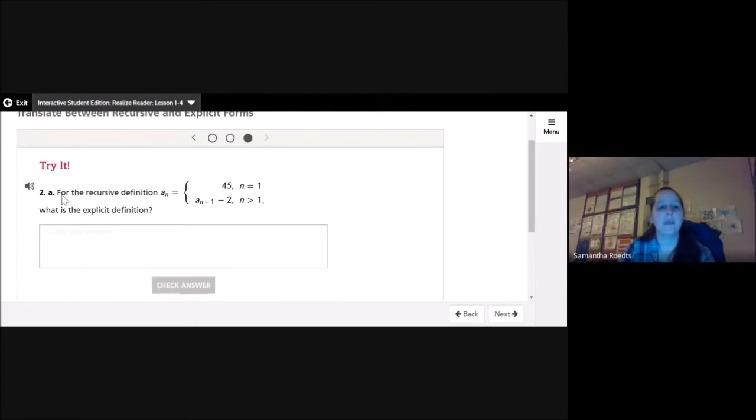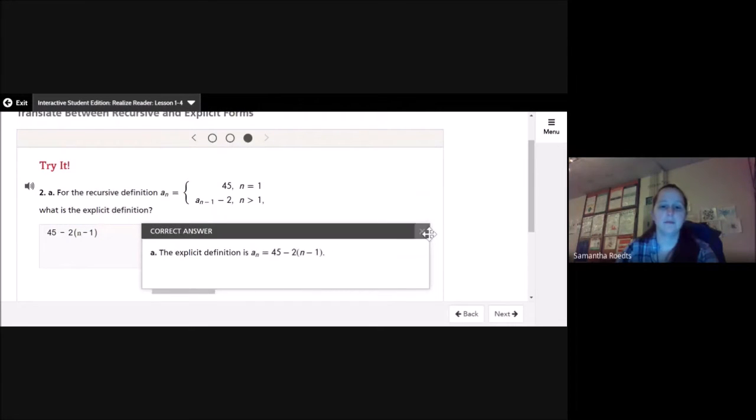All right, so let's try it out. For the recursive definition, a sub n equals 45 when n equals 1, and a sub n minus 1, minus 2 when n is greater than 1. What's the explicit definition? So for this, we are going to have 45, because that's what it starts with, minus 2, because it's the minus 2 here, times (n minus 1). 45 minus 2 times (n minus 1).